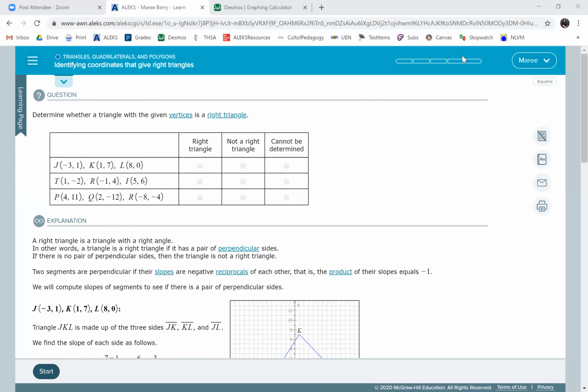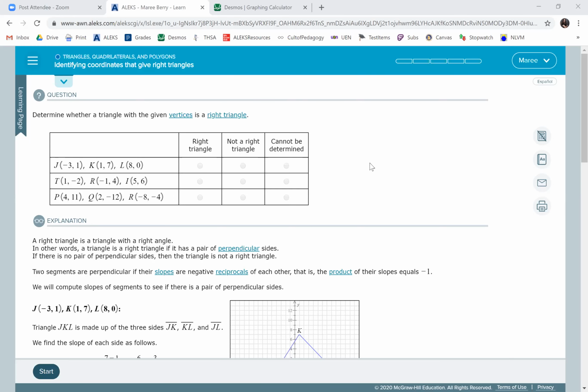This topic is going to take a little bit more time because we have to graph each triangle and decide if it's a right triangle or not. The only way to have a right triangle is if you have a 90-degree angle. And to have a right 90-degree angle, you need two sides that are perpendicular, which means they form a right angle. So you graph it, and then you have to prove if it has a right angle or not.